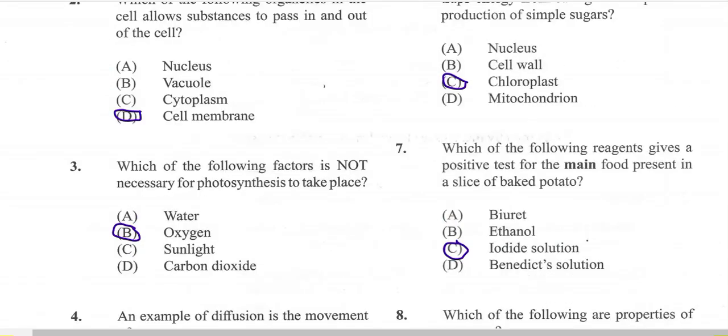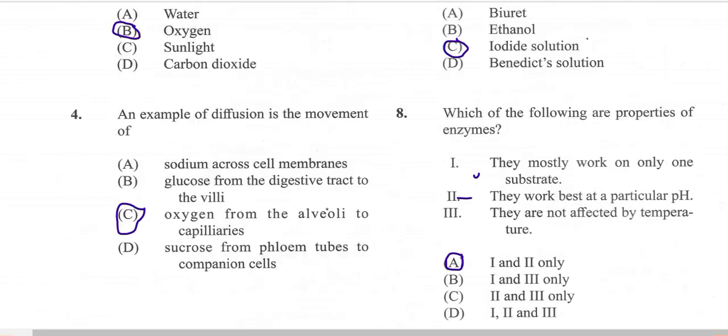Question number 3. Which of the following factors is not necessary for photosynthesis to take place? Of course, that's going to be oxygen, as oxygen is a product of photosynthesis, while water and carbon dioxide are going to be raw materials which are needed, and of course sunlight, which is a condition, and that is also needed as well.